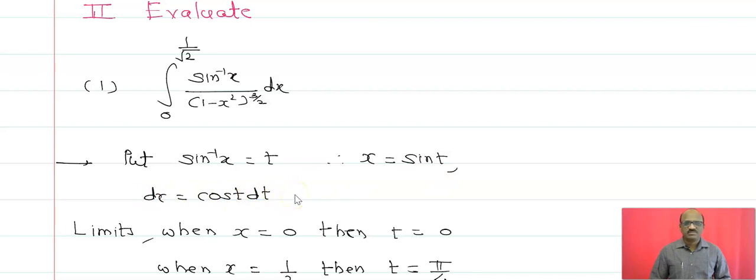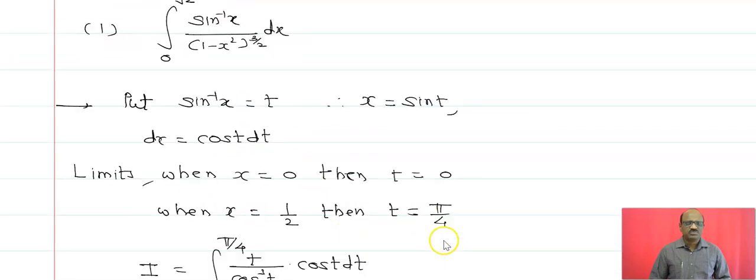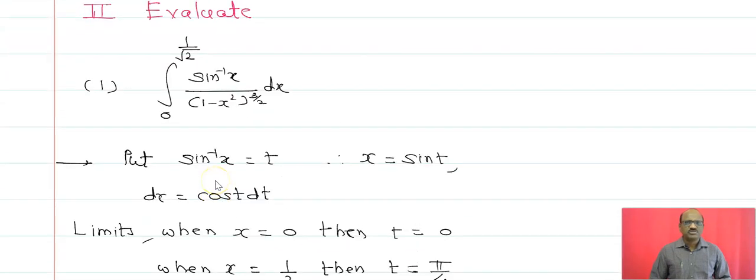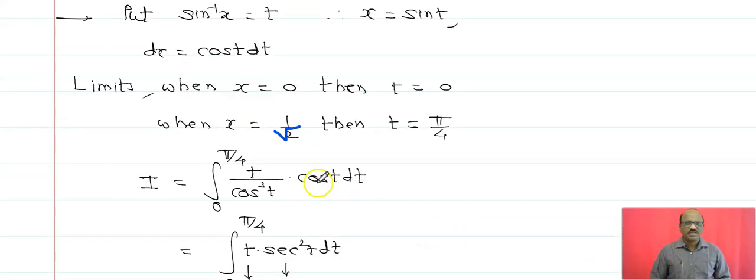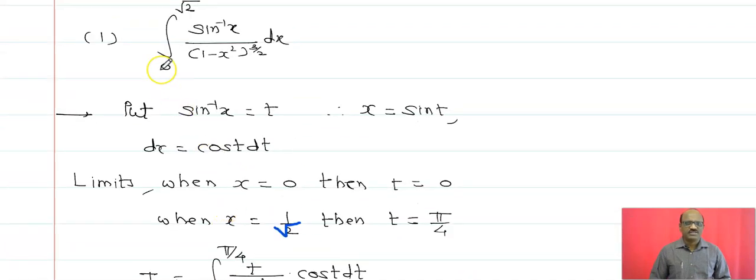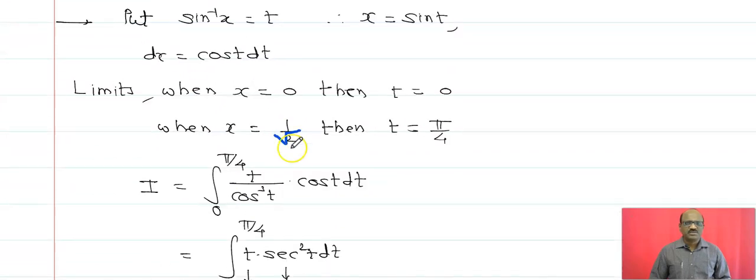Now we'll change the limits. When x equals 0, sine inverse of 0 is 0, therefore t equals 0. When x equals 1 upon root 2, t equals pi by 4, that is, sine inverse of 1 upon root 2 is pi by 4. Therefore our integral will change: the lower limit is 0 and the upper limit is pi by 4.